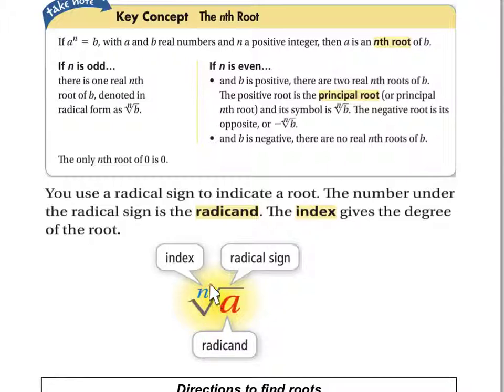Most of the time, what you've seen so far is the index being a 2, so we've taken the square root. Well, now it could be a 3, it could be a 4, it could be a 10, it could be anything. And then you also have the obvious, this is the radical sign. This information is not particularly new. You've seen it before in problems.